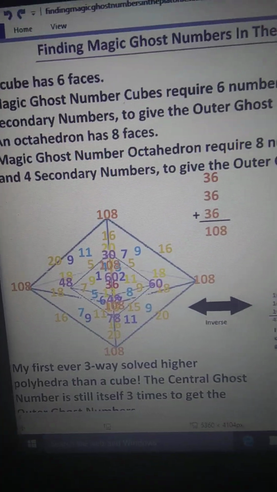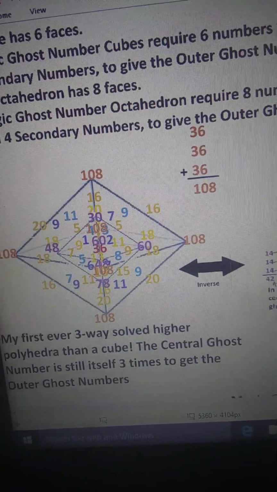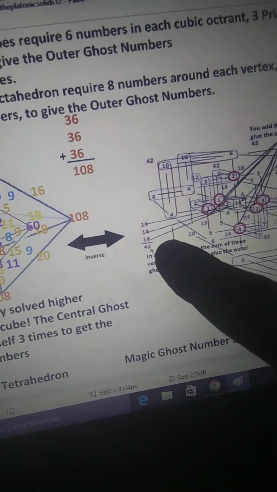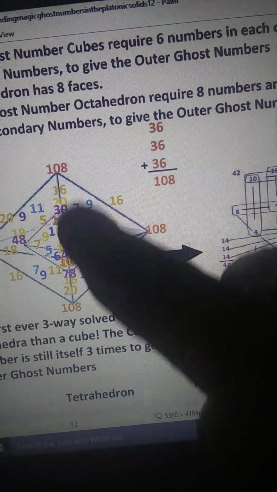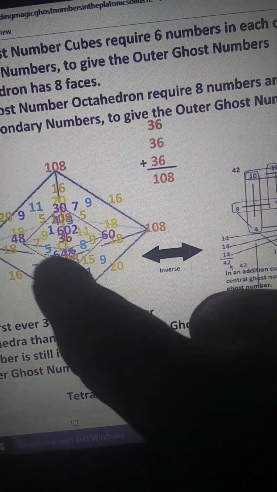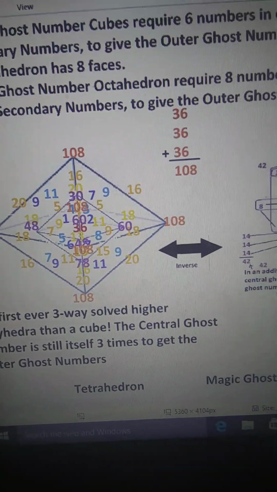This is the first one I've ever found, the first true 3-way proof of the reason for them being there. First, it's 3 times. This is the inverse of a cube. This octahedron is 3 times the central ghost number. It's also the diagonals, these 4 diagonals instead of 1, 2, 3. These 3 diagonals instead of 4, and these outer numbers, the outer ghost numbers. All 3 of these are proof that these are the ghost numbers.